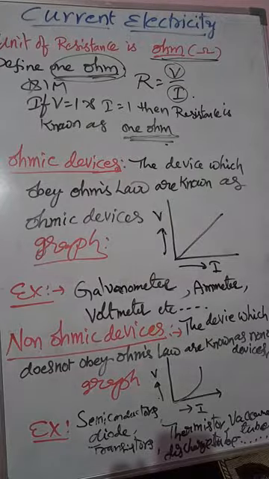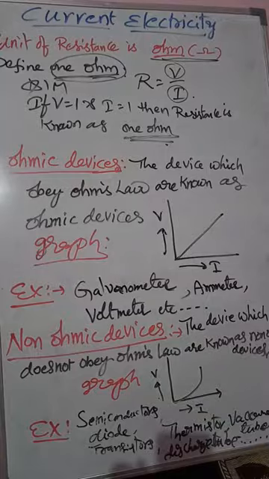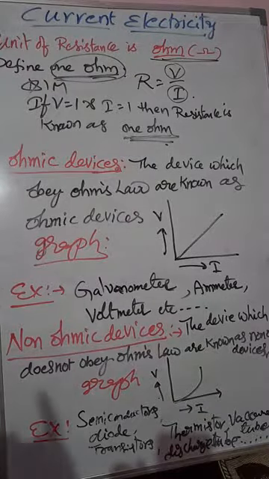Clear? Which devices obey Ohm's law? They are called ohmic devices. The graph will be a straight line passing through the origin. See that? Galvanometer, ammeter, voltmeter like that. These are all called ohmic devices. Non-ohmic devices means the devices which don't obey Ohm's law. Clear? Semiconductors, diode, transistor, thermistor, vacuum tube, discharge tube like that. Okay? Clear? Next one.